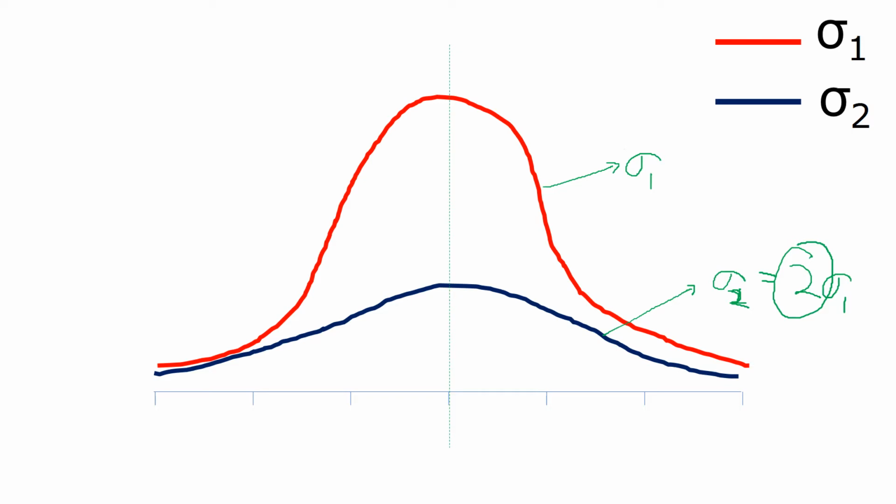And we can see here that when the standard deviation is greater, when the standard deviation becomes bigger, the peak becomes lower. So the peak is reduced, but the tail area becomes larger. The tails become larger, and the peak gets shorter or lower.